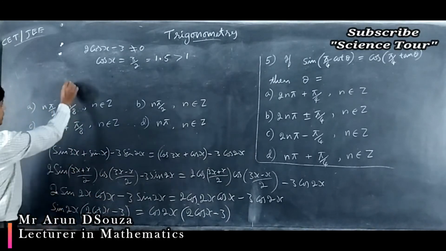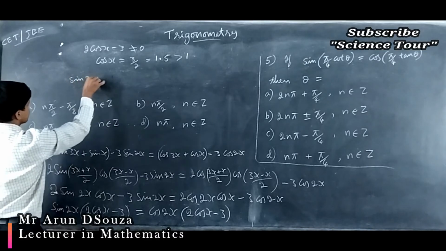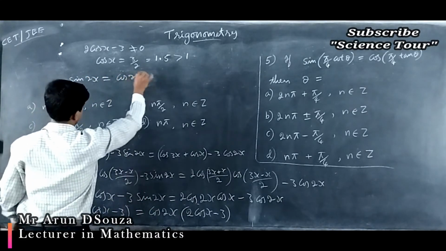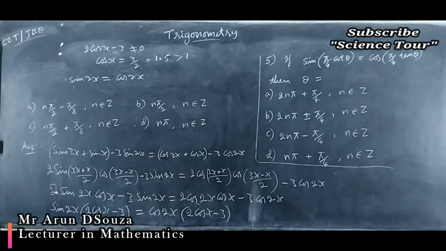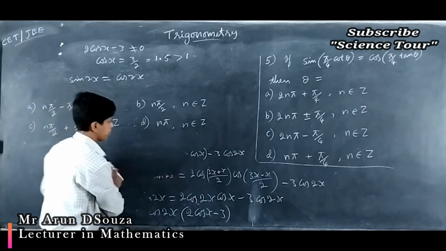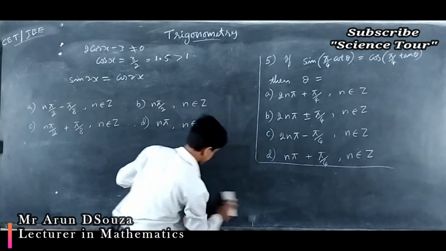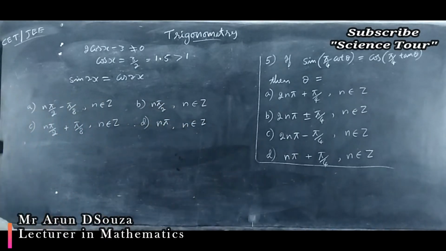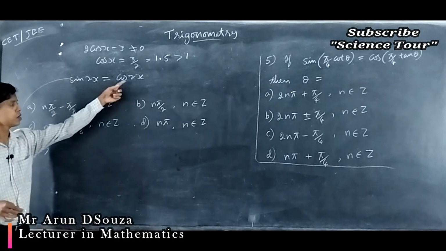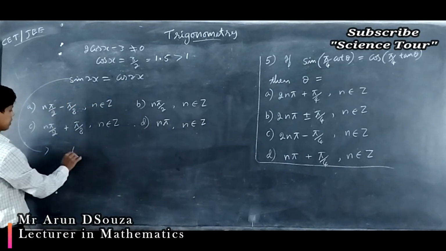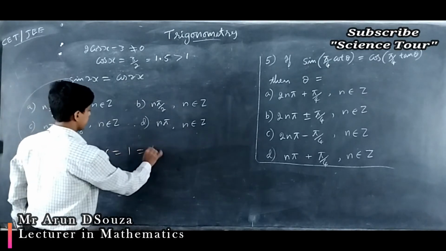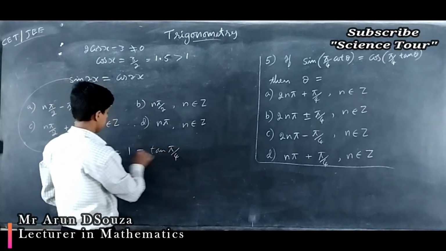So from here what you get is sin 2x is equal to cos 2x. Let us continue from here. Bring that to this side, that will give you tan 2x is equal to 1. So 1 can be written as tan pi by 4.